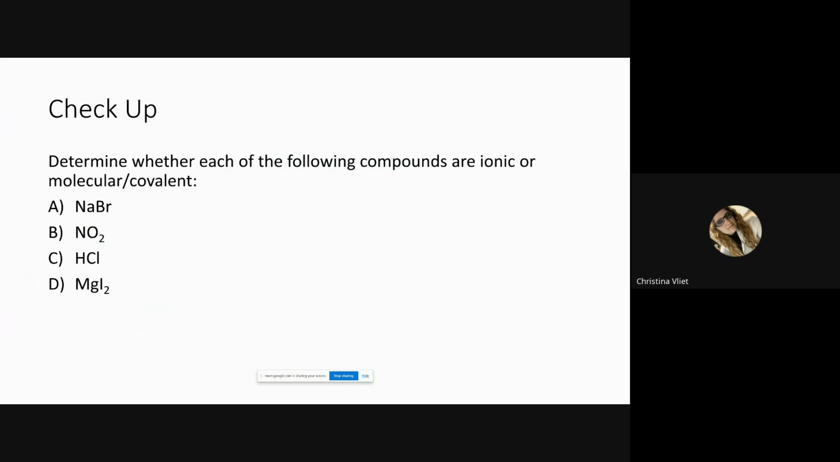Determine whether each of the following compounds would be best classified as ionic or molecular/covalent. Molecular and covalent are interchangeable. That's why you see both words there. A lot of times we like to use covalent, but I believe Cambridge prefers molecular, so either is fine.